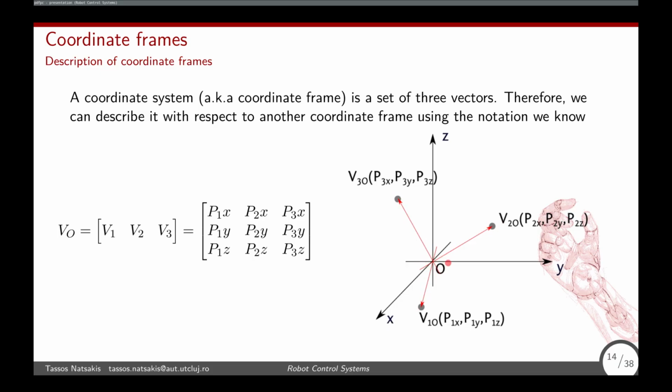We saw that basically a coordinate system or a coordinate frame is 3 axes or 3 vectors, right? That's why we want to have a notation for writing down the position of 3 vectors, right? So that's how we do it, using a 3 by 3 matrix, right? Where each column represents the coordinates of the tip of each one of the vectors. Okay? Simple stuff, I hope.